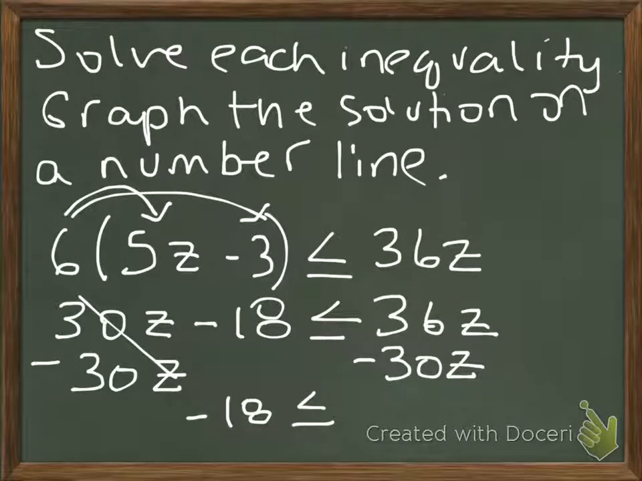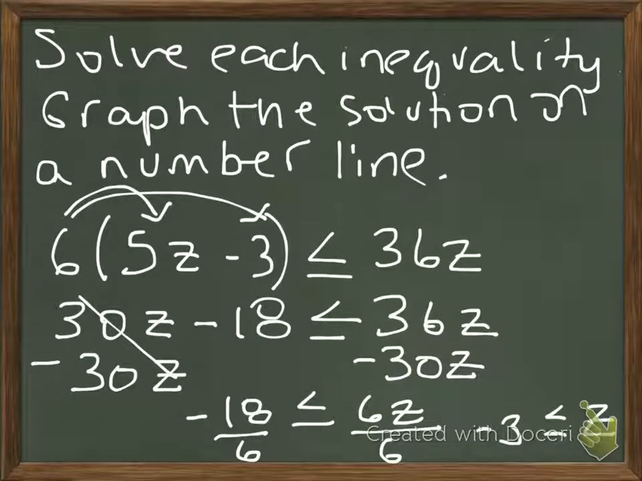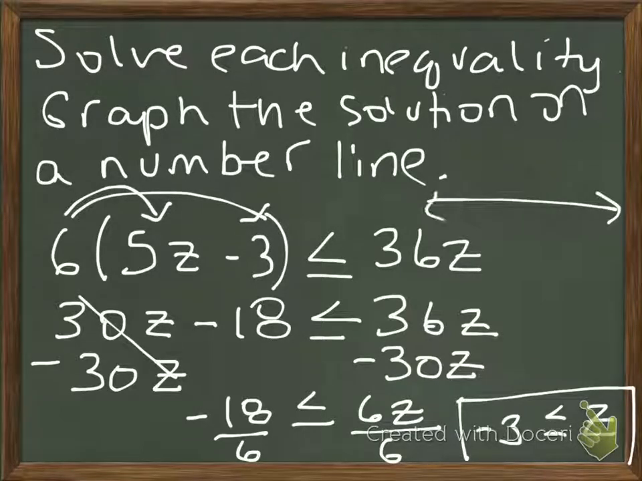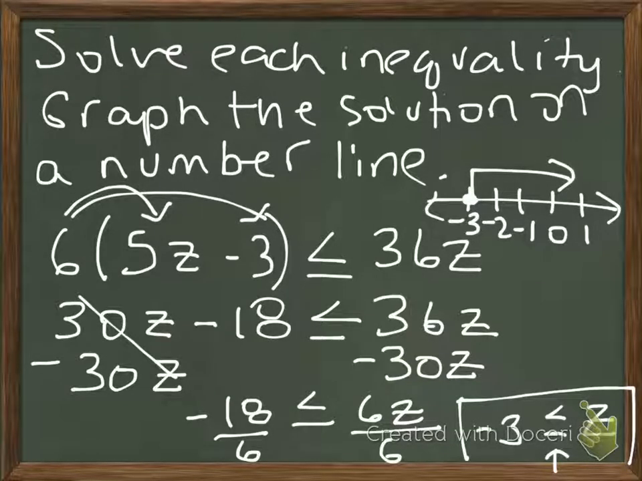It's less than or equal to 36 minus 30, which is 6z, and we're dividing by 6. So we don't flip the symbol because we didn't divide by a negative. It stays the same. We get negative 3. So we would read this as z is greater than or equal to negative 3, and that would be on the number line a closed circle, because it includes the negative 3 with the equal to sign, and if it's greater than, it would be pointing to numbers greater than negative 3.